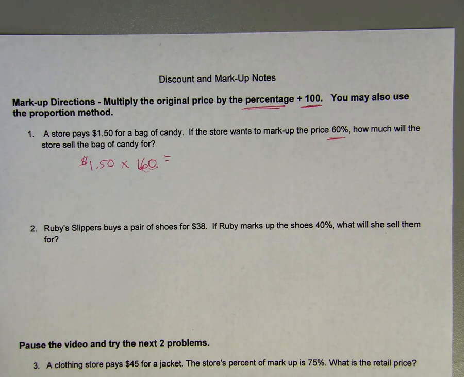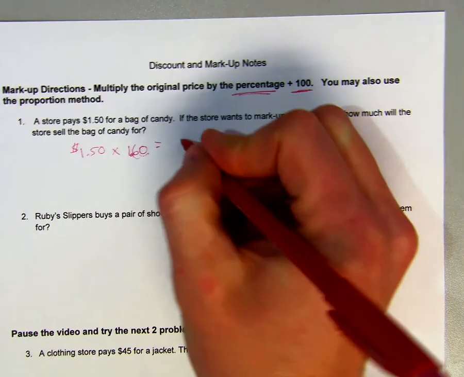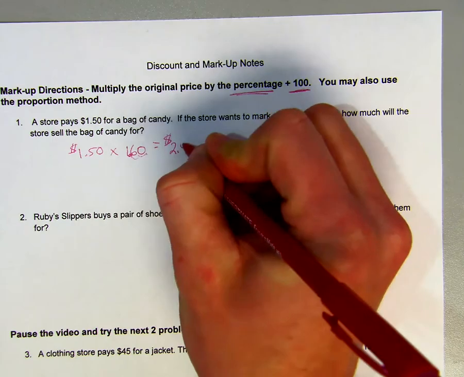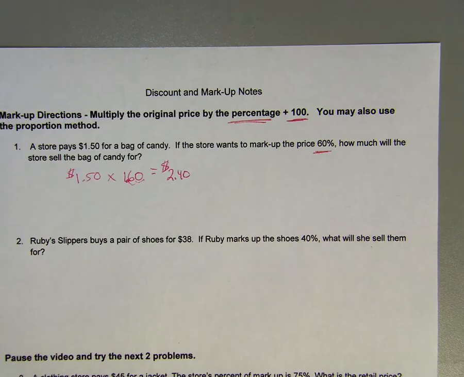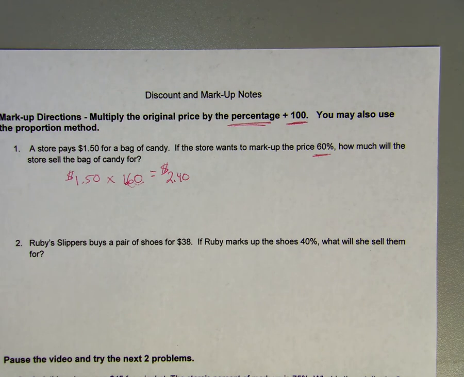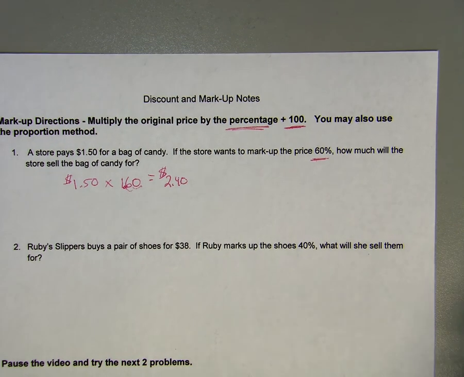And if I do $1.50 times 1.6, I go ahead and get an answer of $2.40. Now my other way I can do this is to use my proportion method, but I still have to think of the same ideas in there.